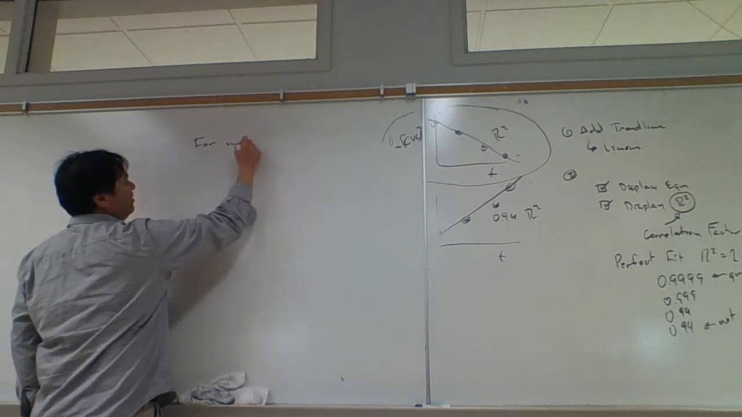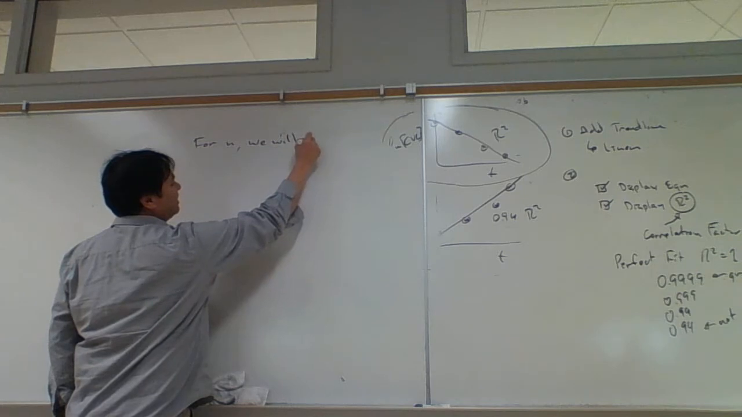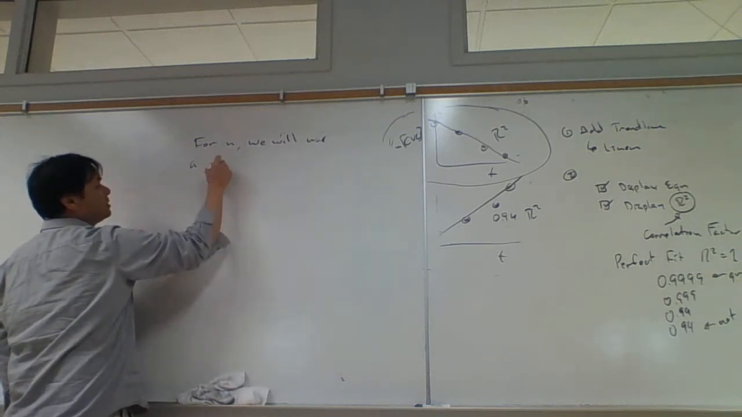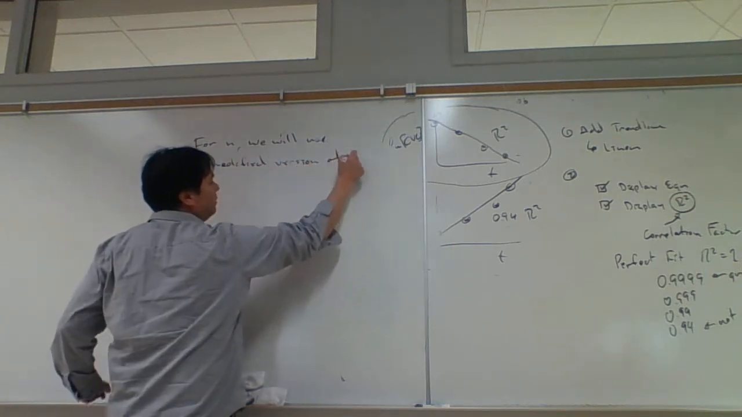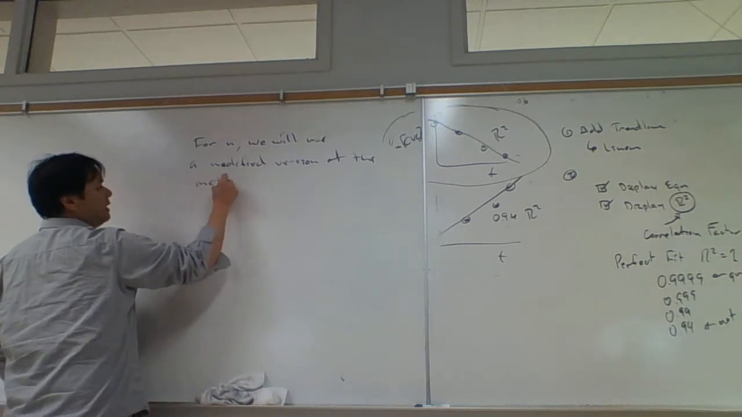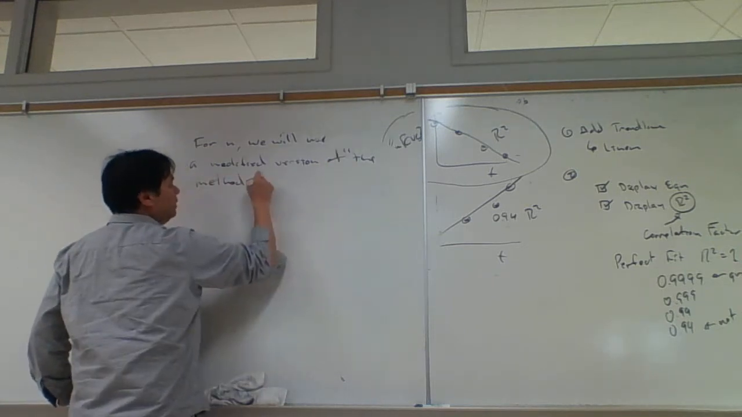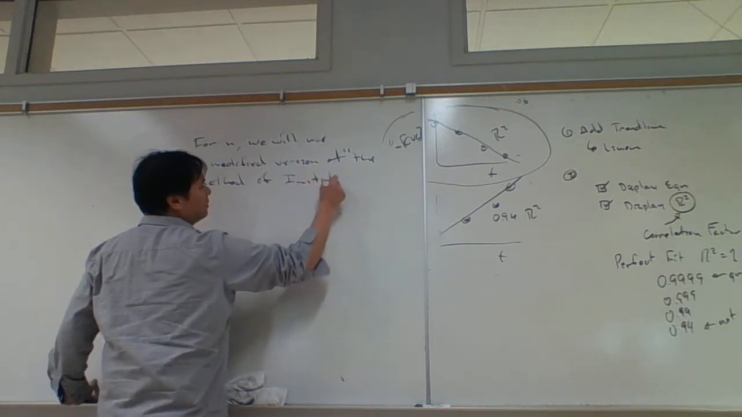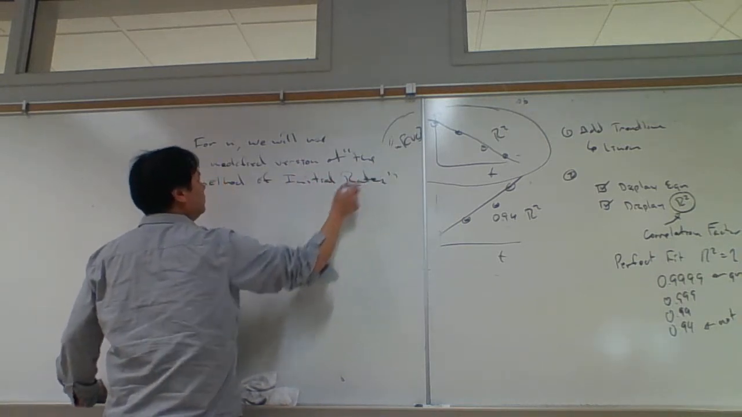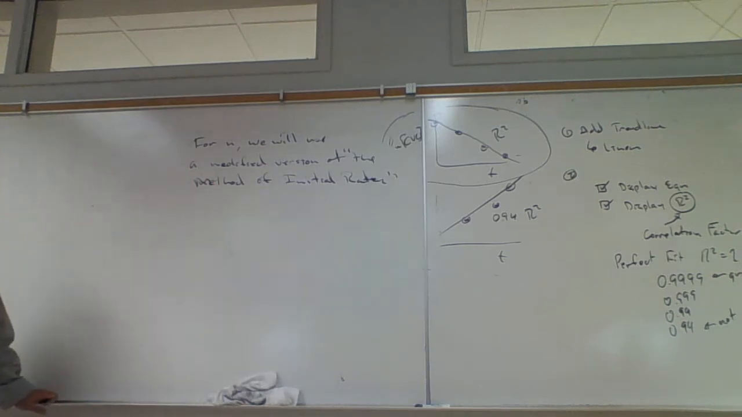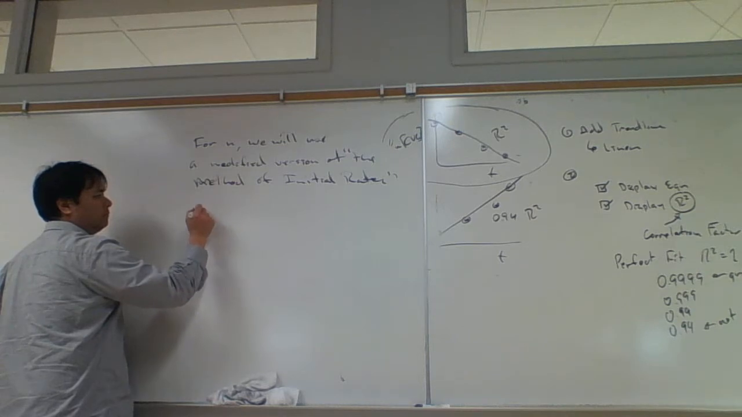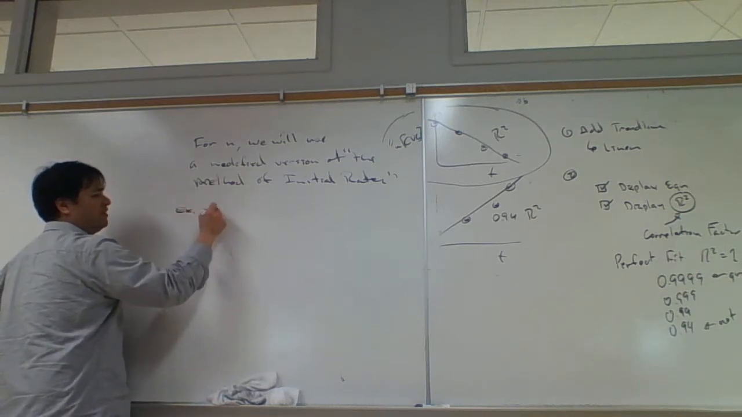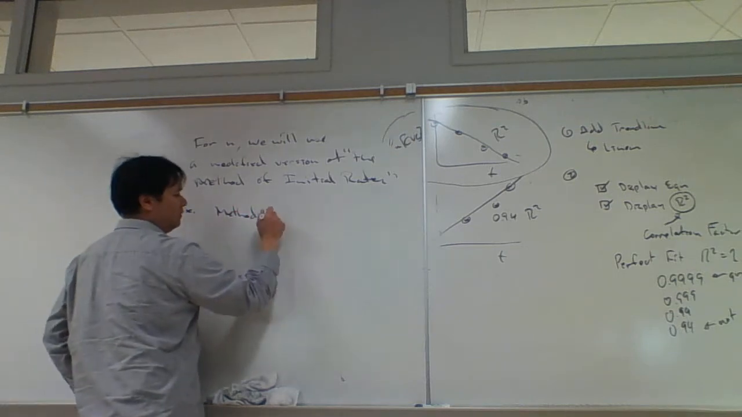For N, we will use a modified version of the method of initial rates. Well, what is the method of initial rates? So let me give you an example of the method of initial rates, and then let's see how we're going to modify it.